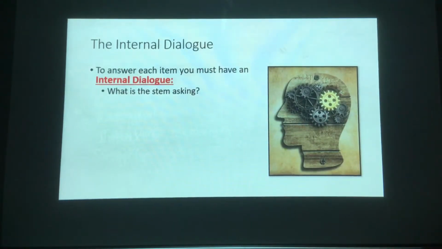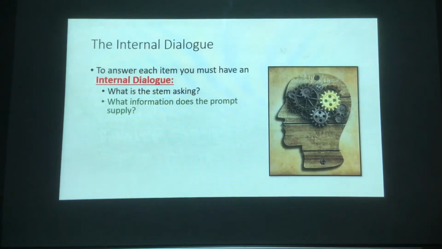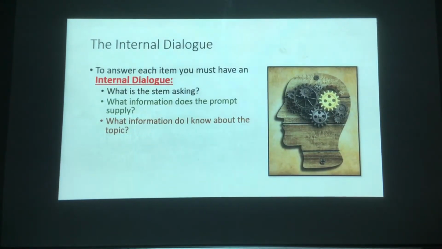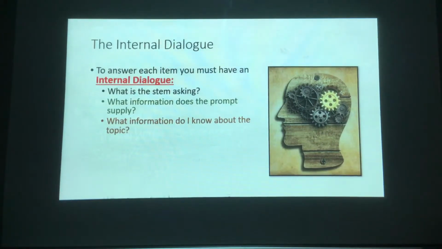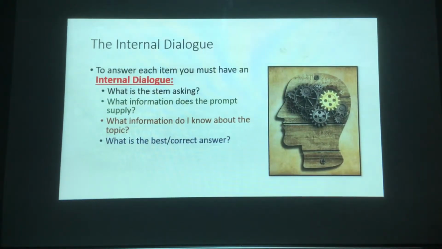So, internal dialogue questions you must have with each item. What is the STEM question? What is the STEM asking? What is the question asking you to figure out? What information does the prompt supply? So, is there a chart, a graph, a quote? What information does that give you? What information do you already know about the topic? What information can you bring from your knowledge of history to help you arrive at the right answer? Then, what is the best or correct answer? Avoid those traps, avoid those pitfalls, avoid the distractors, and make sure you read all the answers so that you can get to the best or correct answer.